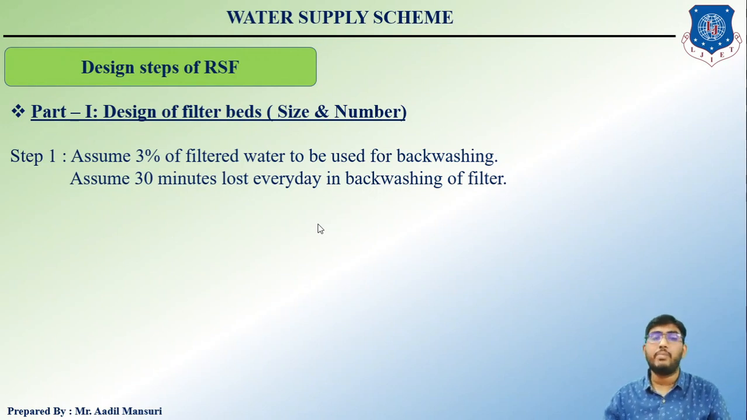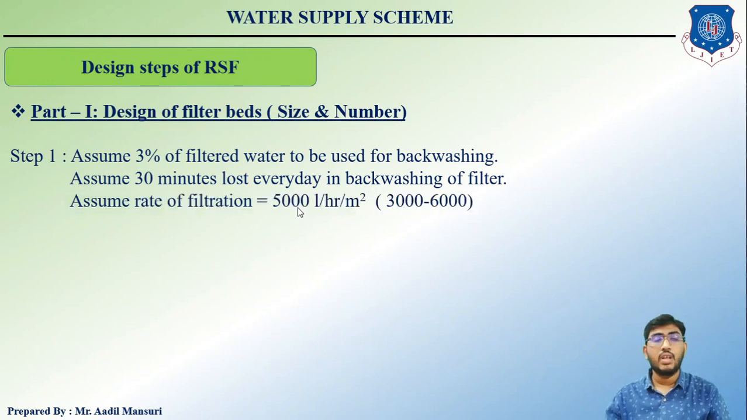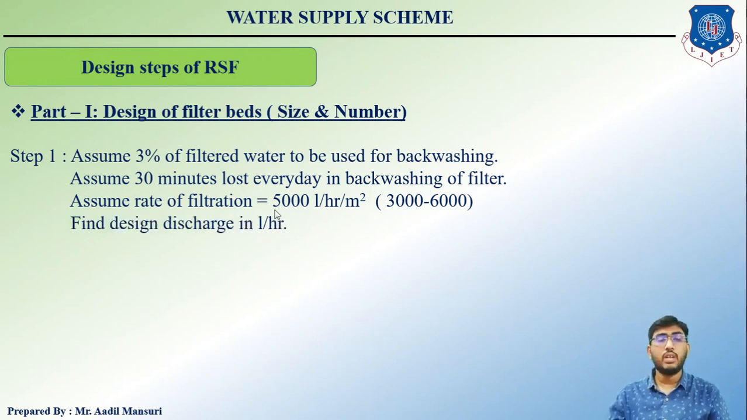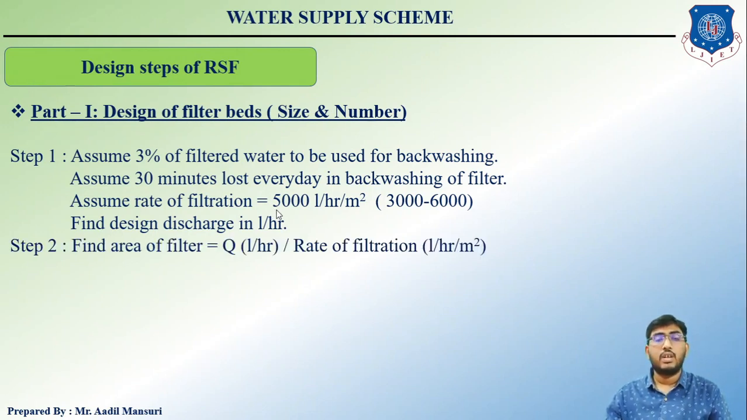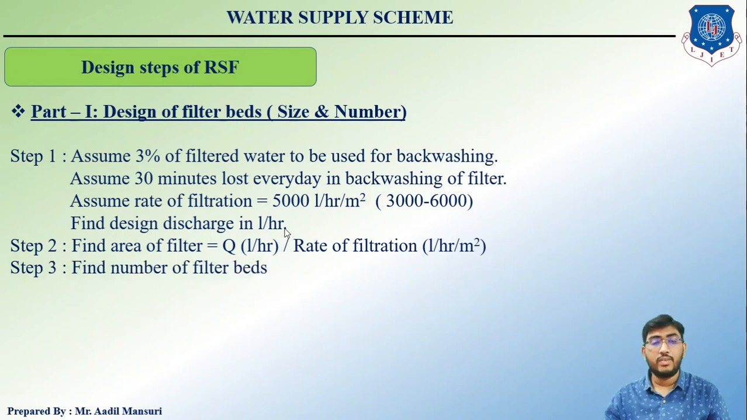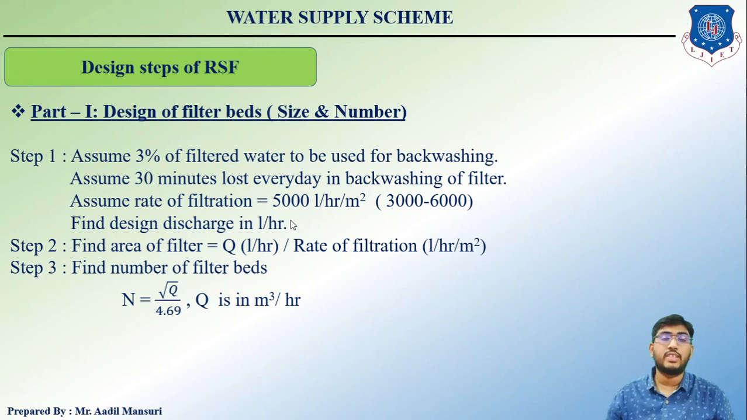So effective time will be 23.5 hours. Further, you have to assume rate of filtration 5,000 liter per hour per meter square. Usually the rate of filtration is between 3 to 6,000. Then we have to find the design discharge in liter per hour. Then step 2 includes find area of filter, that is discharge per rate of filtration. Then we have to find the number of filter beds. You can find out with this formula, that is under root of Q by 4.69, where Q will be in meter cube per hour.